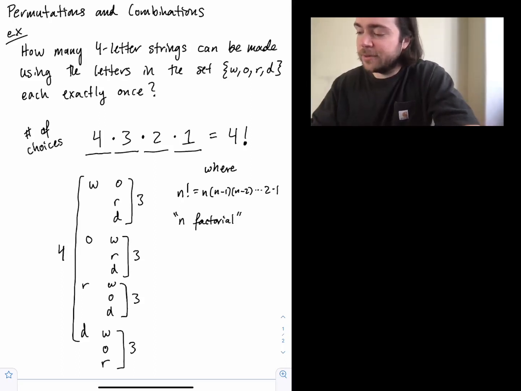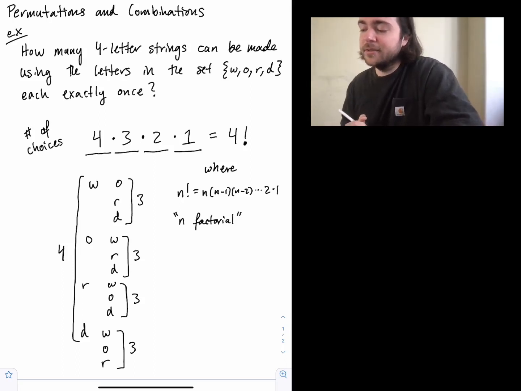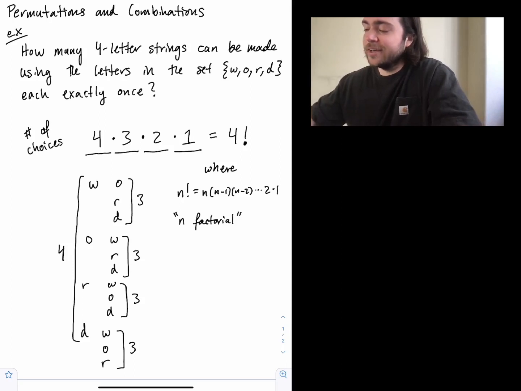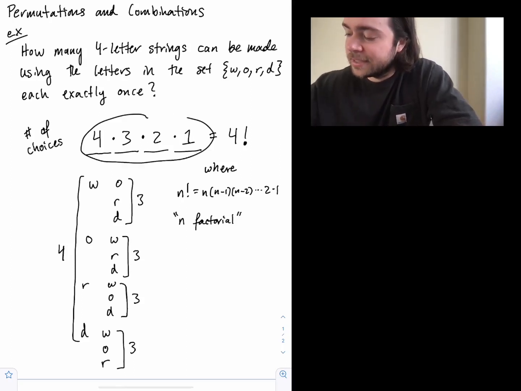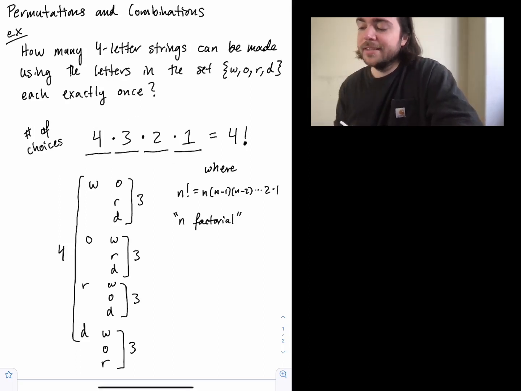So that's how many 4-letter strings we can make using those letters. I encourage you, if you don't believe it, try writing them all out. You'll see you get 4 factorial, which is 4 times 3 times 2 times 1, which is 24. So there are 24 different 4-letter strings using the letters in that set exactly once.